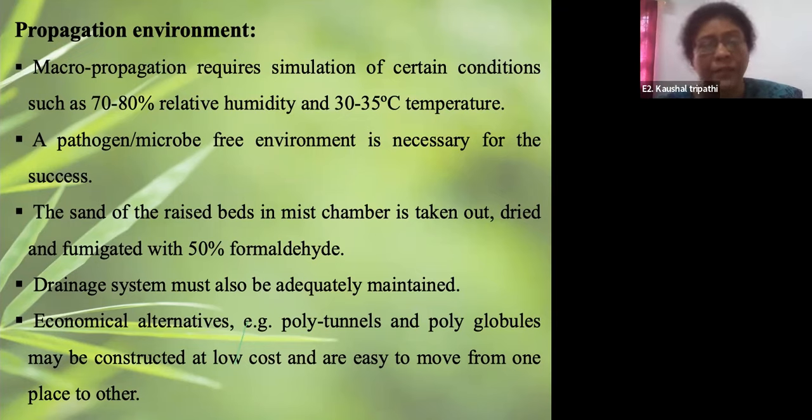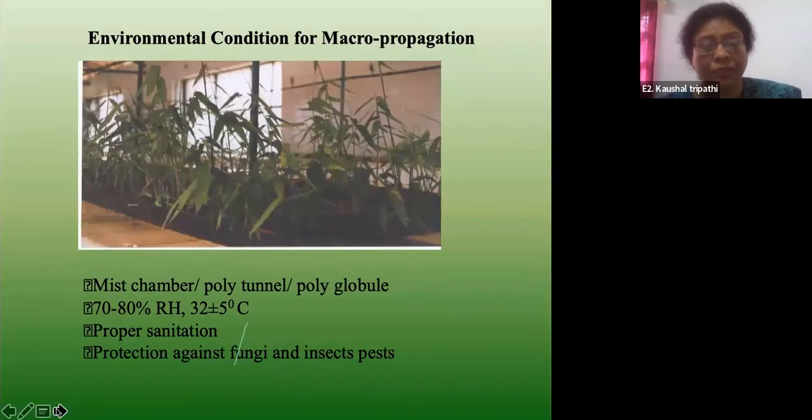Next slide, please. And these are the environmental conditions for macropropagation. This is the view of a mist chamber. Here, humidity as well as temperature is maintained. Proper sanitation should be there, and protection against fungi and other insect pests also should be taken care of.